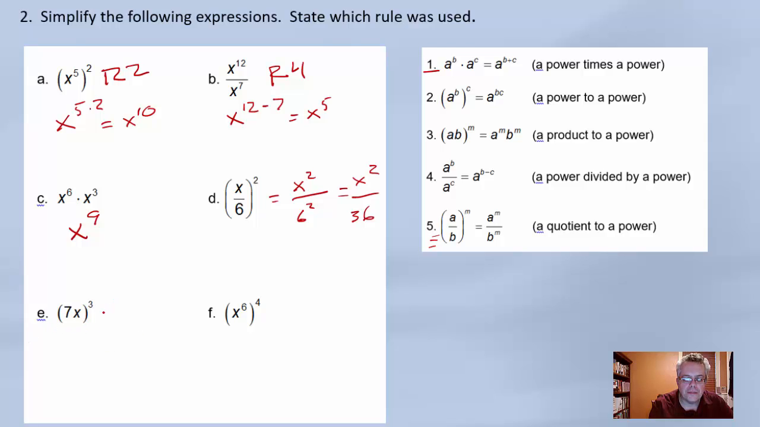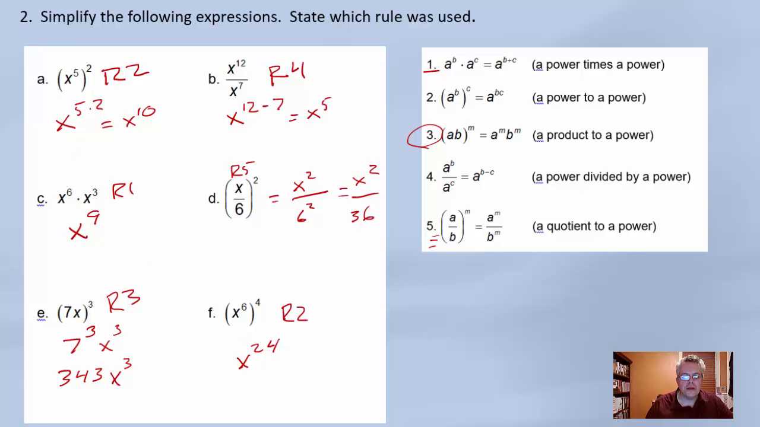On E down here. We have a product raised to a power. This is rule number 3. So this would be 7 to the 3rd times x to the 3rd, which would be 343 x to the 3rd. And so this one was rule 3. That was rule 1, and this was rule 5. Power to a power, that's rule number 2 again. So we had 2 of those. We multiply exponents, so that'd be x to the 24.